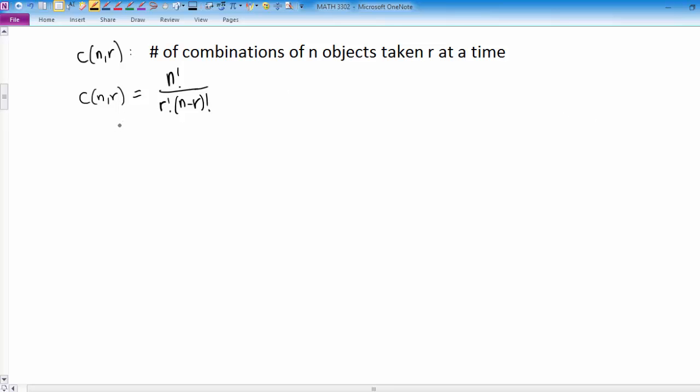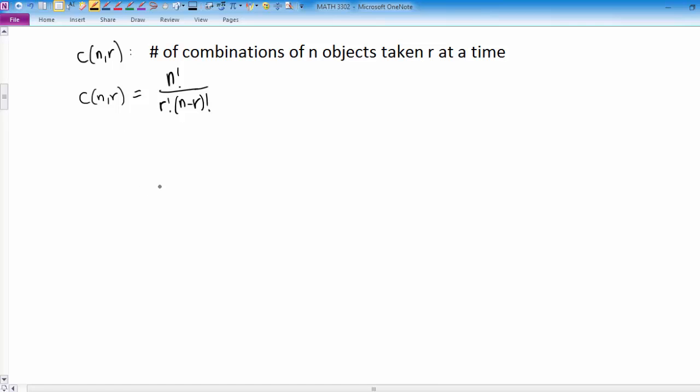Now recall the formula for the number of combinations of n objects taken r at a time. Here's the formula. It's given by n factorial divided by r factorial times (n minus r) factorial. Now, as you also may remember, the combination formula comes from the permutation formula.